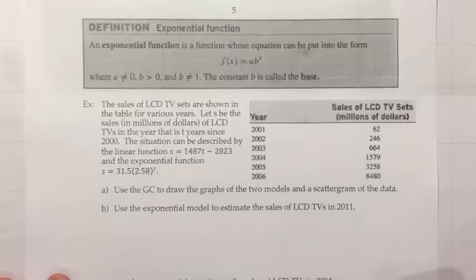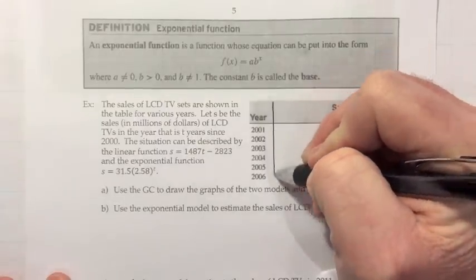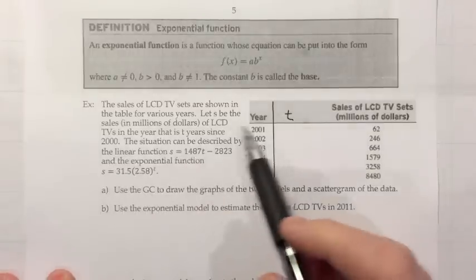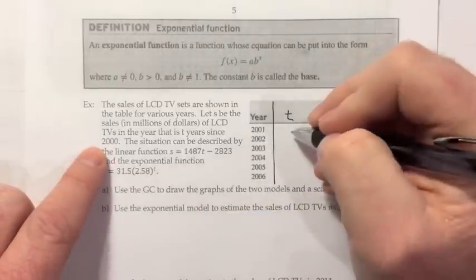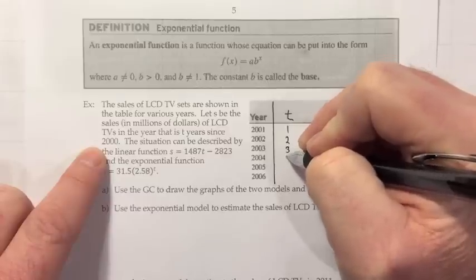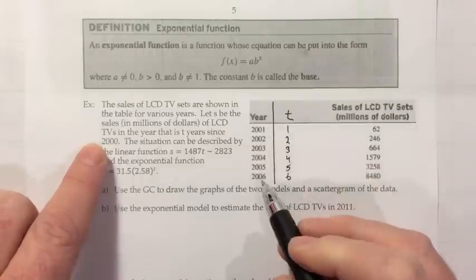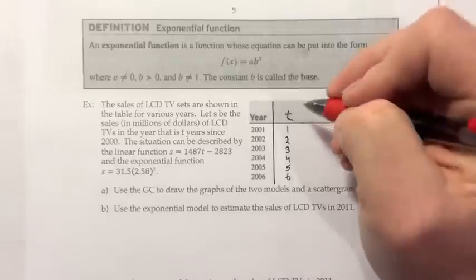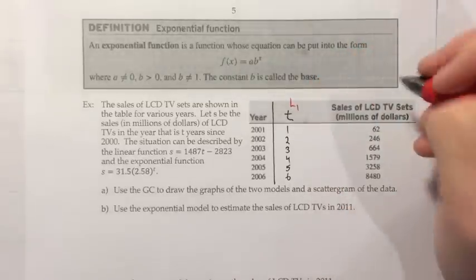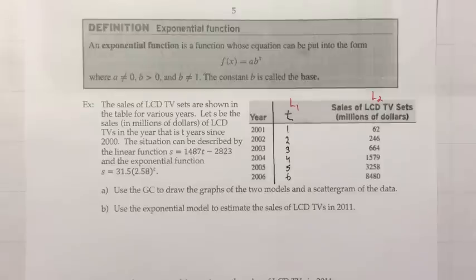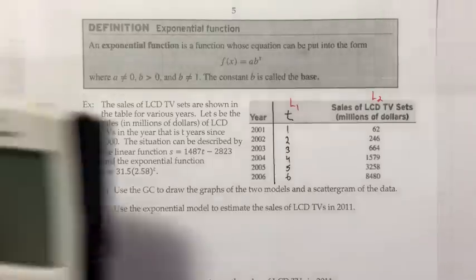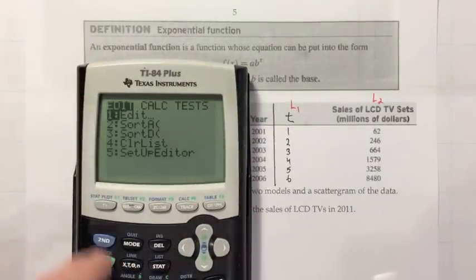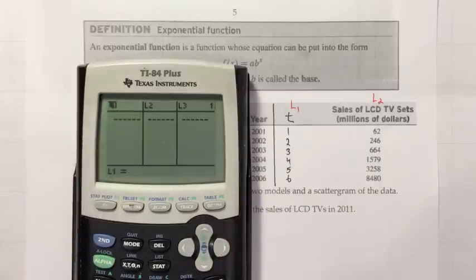All right, so first we'll set up the scattergram, and that means we need to convert these years to values of T. And it says T is the number of years since 2000. So 2001 minus 2000 is 1 year later. And then 2, 3, 4, 5, and 6. 2006 minus 2000 is 6. So what we're going to do now is put that data into the calculator. So we'll put the T's into L1 as our input, and then we'll put the sales of the LCD TVs into L2 as our output. So bring it in the calculator, hitting the stat button, going to edit, and enter those into L1.